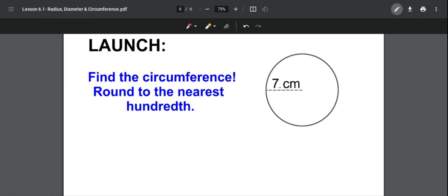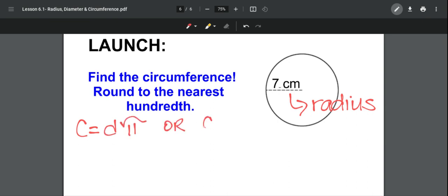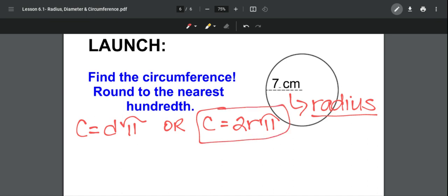In this particular circle, we are given the radius. So the two formulas we were given are either circumference is equal to diameter times pi, or circumference is equal to 2 times the radius times pi. In this particular problem, because the radius is given, we can substitute it into this formula. So when we write circumference is equal to 2 times the radius, we substitute r with 7 and then solve on a calculator.